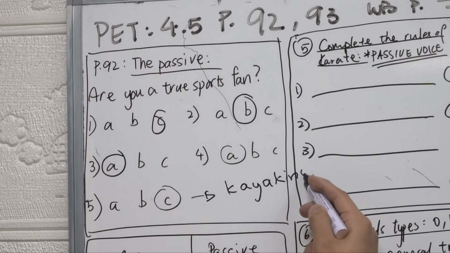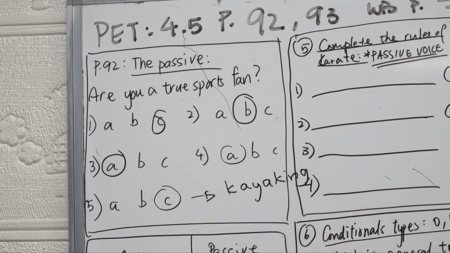Kayaking. Right, that's another word for canoeing. I'm sorry if my handwriting is really weird; it's hard to write. K-A-Y-A-K-I-N-G. Kayaking is another word for canoeing. You can write it down if you want to, just for reference.